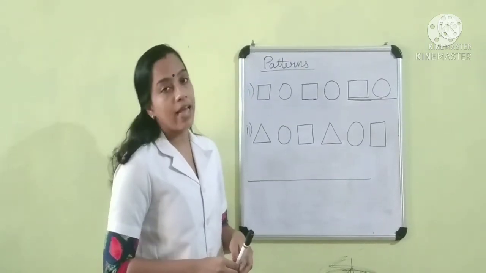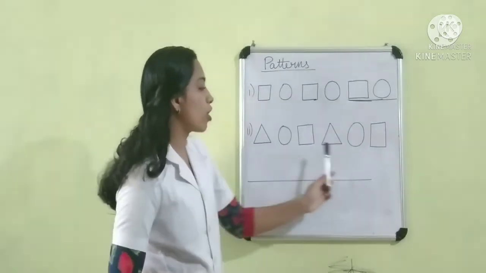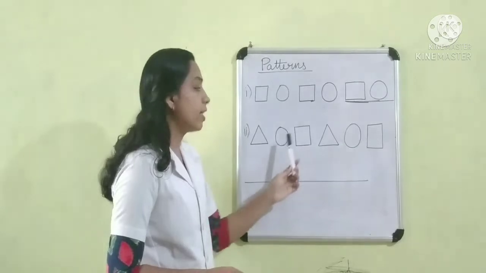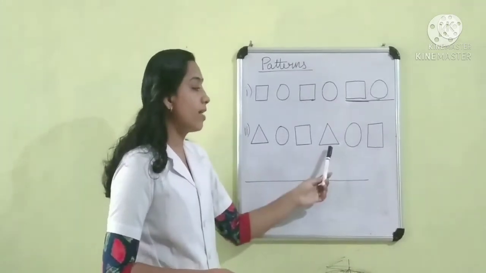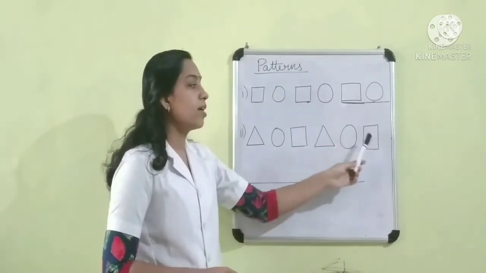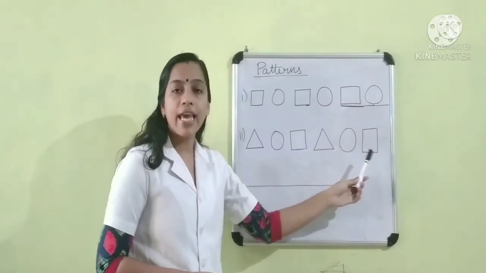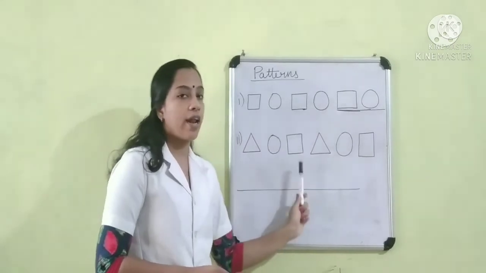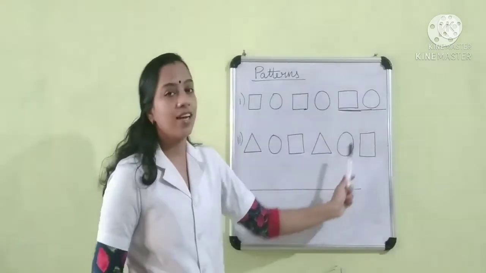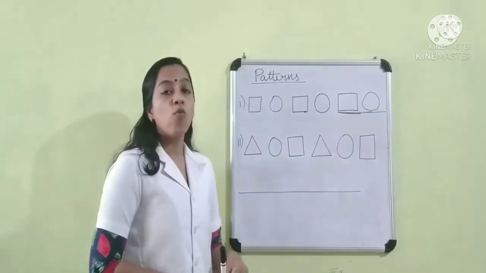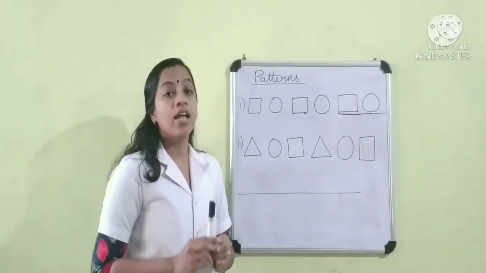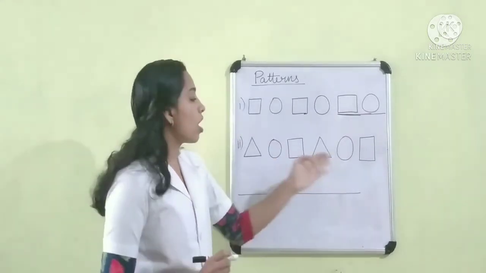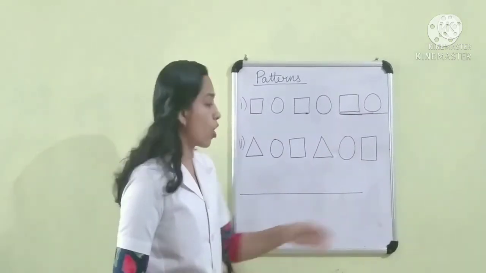Let us see one more example. Here I have drawn some shapes. First a triangle, then circle, then square. Then triangle, circle, square. Do you see a pattern here? Yes. Triangle, circle, square. Again triangle, circle, square. Children, once we have recognized the pattern, the missing shapes can easily be identified and drawn in the blanks. Let us draw.